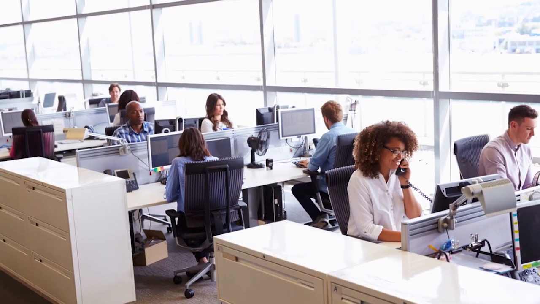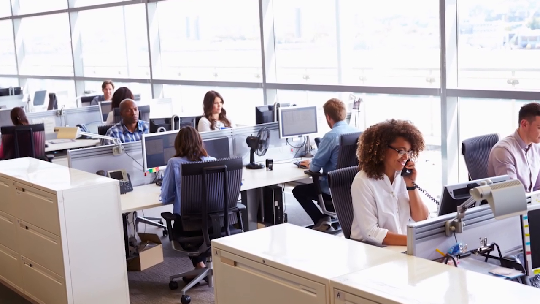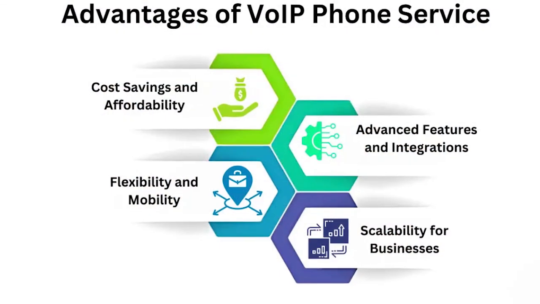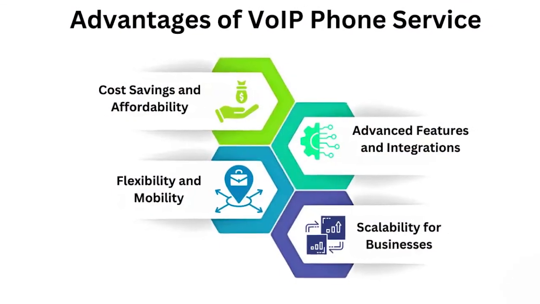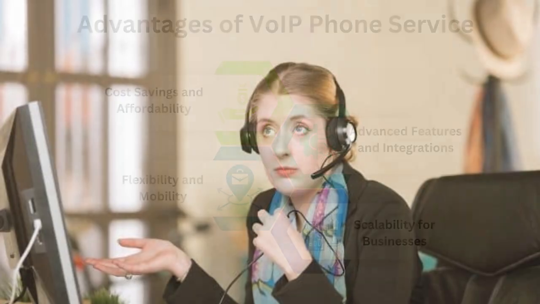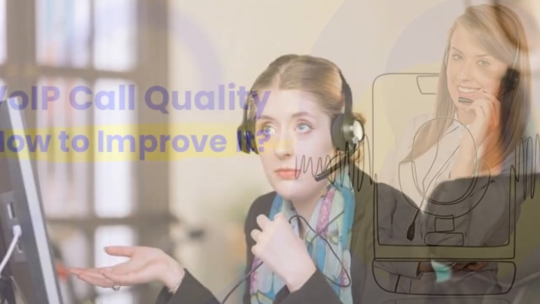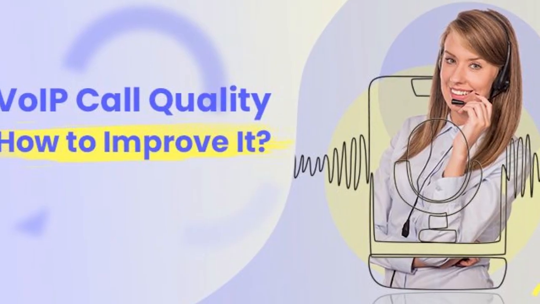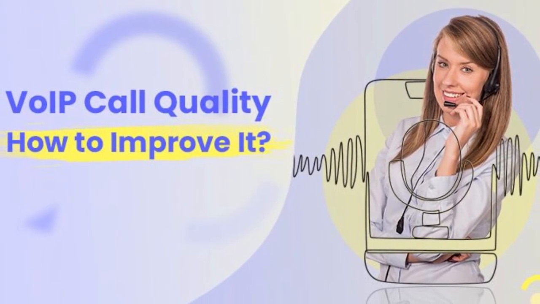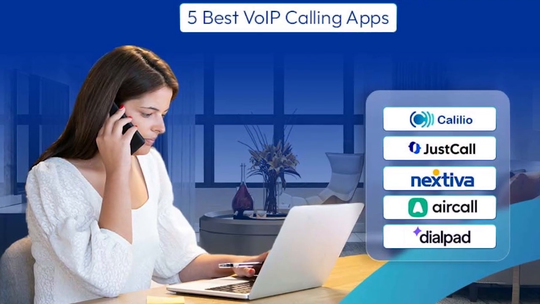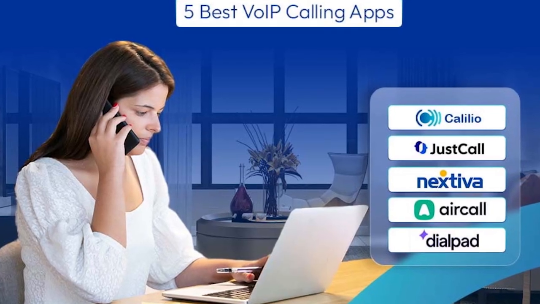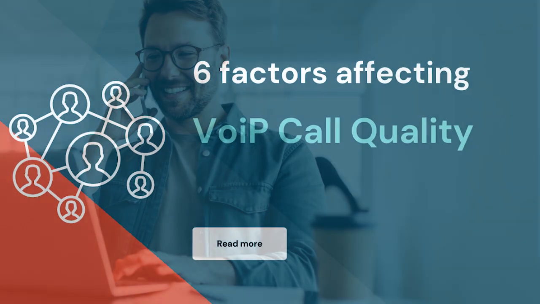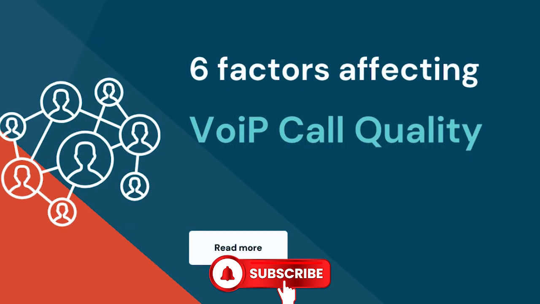Now, let's not overlook the impact of hardware and devices. The quality of your headsets, microphones, and VoIP phones directly affects the sound clarity. A poor quality headset may add background noise, while a cheap microphone might fail to capture your voice accurately. Similarly, outdated routers or underpowered servers can bottleneck your VoIP performance, no matter how good your internet is. Investing in high-quality, business-grade devices can make a significant difference.